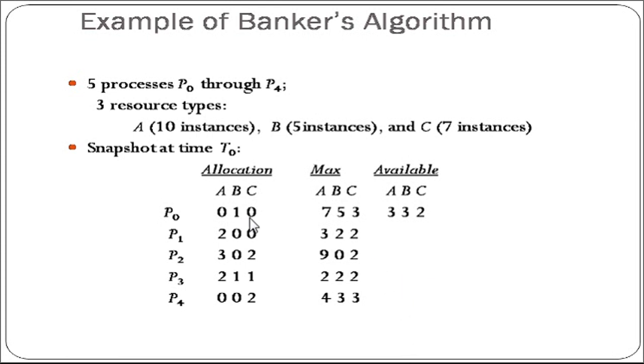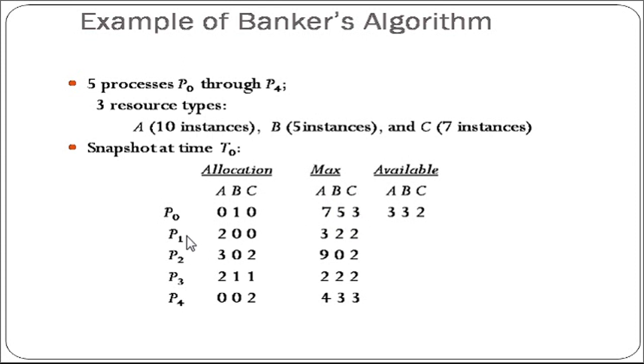Allocation is 0, 1, 0. It means for P0, currently 0 instances of type A resource are allocated, 1 instance of type B resource is allocated and 0 instances of type C are allocated. Now what is the maximum requirement of P0 for type A? It is 7. The maximum requirement of P0 for resource type B is 5 and for resource type C is 3.